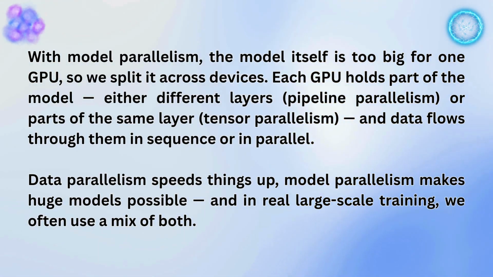With model parallelism, the model itself is too big for one GPU, so we split it across devices. Each GPU holds part of the model, either different layers, pipeline parallelism, or parts of the same layer, tensor parallelism, and data flows through them in sequence or in parallel. In short, data parallelism speeds things up. Model parallelism makes huge models possible, and in real large-scale training, we often use a mix of both.